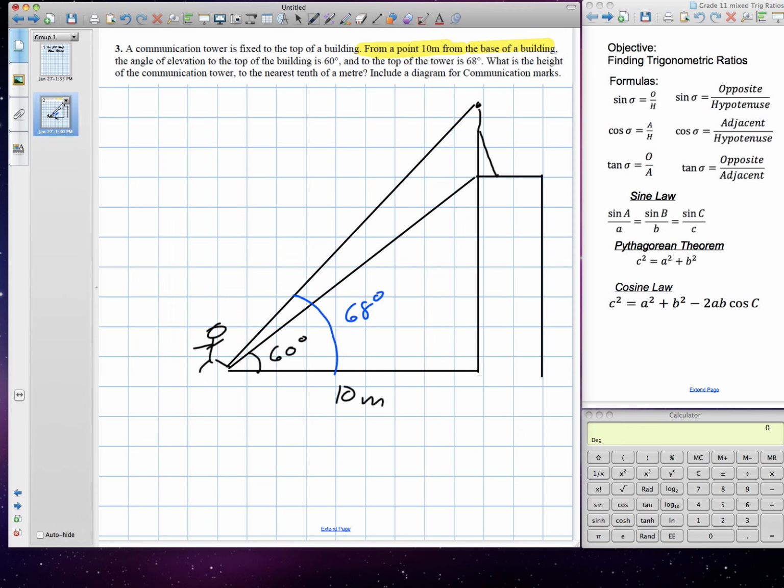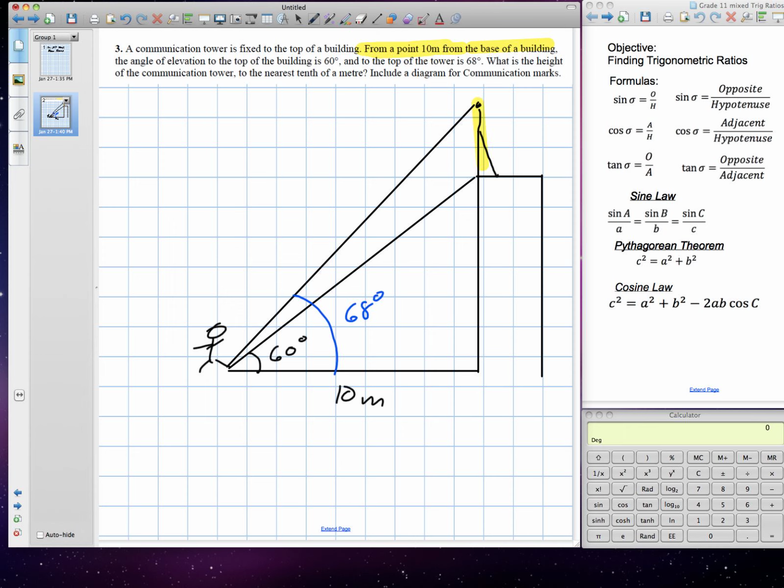It's just depending what he's looking at, he has to essentially lift his head a little higher, a higher angle of elevation. Or just move his eyes up. What is the height of the communication tower? So they only want to know the height of this object here. Include a diagram for communication marks.